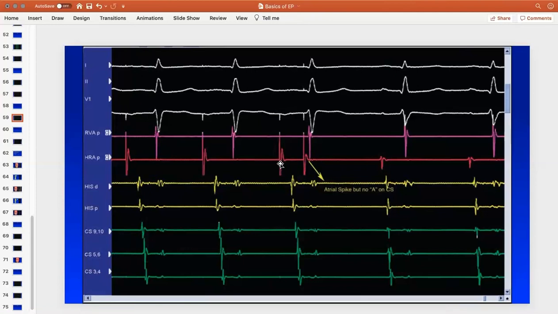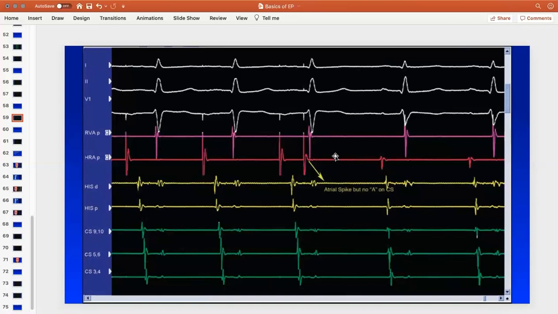Don't jump. Let's look at the HES. This is your A, this is your H, this is your V. So this is your A, H, V. This is your pacing. Did you capture any A? No. You guys see the signal and get fooled that this is an A, but it is not. You saw the A all the way in the coronary sinus; this signal has nothing.